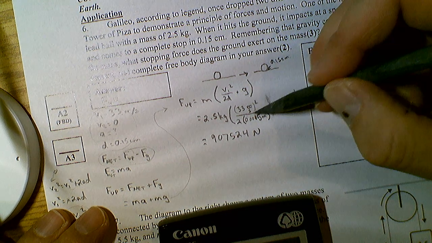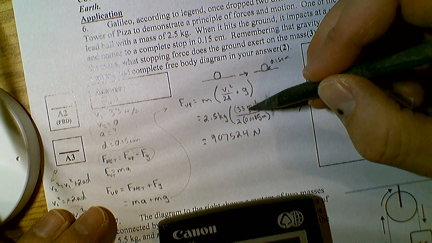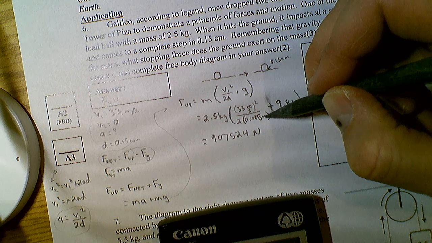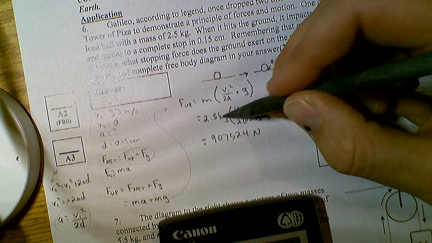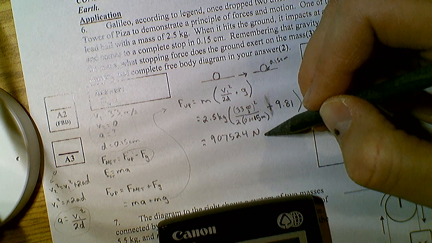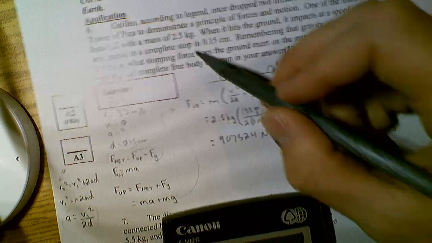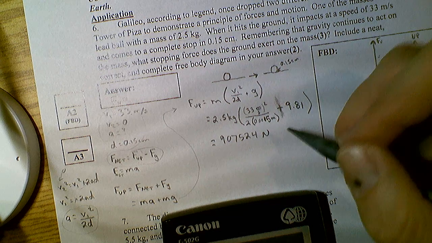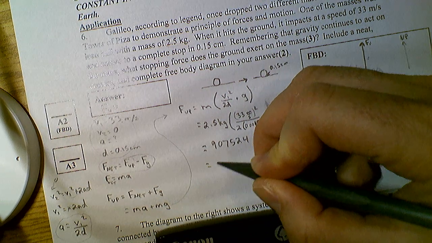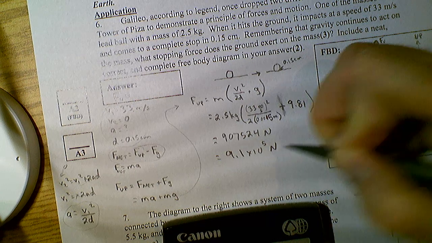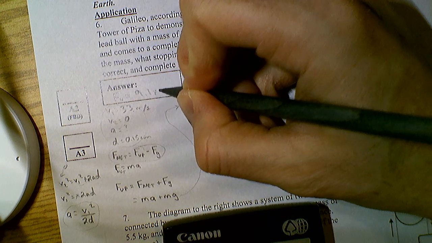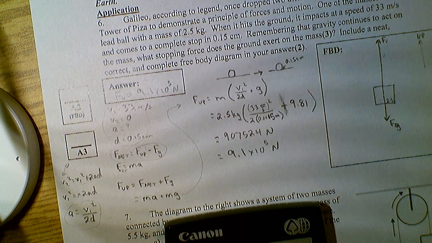We've got meters squared per second squared up here, divided by meters, which is meters per second squared, plus meters per second squared, times kilograms, so our units work out. And again, 2 significant digits in the question, 2 significant digits in the answer, which gives us 9.1 times 10 to the power of 5 newtons. That's it.